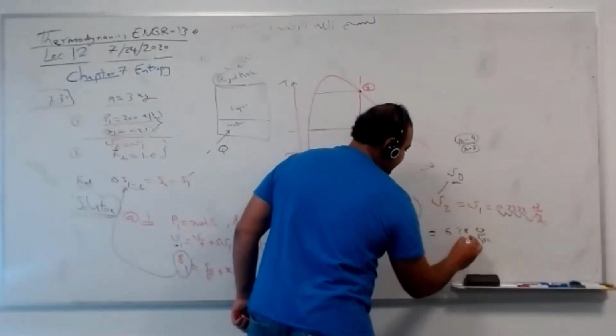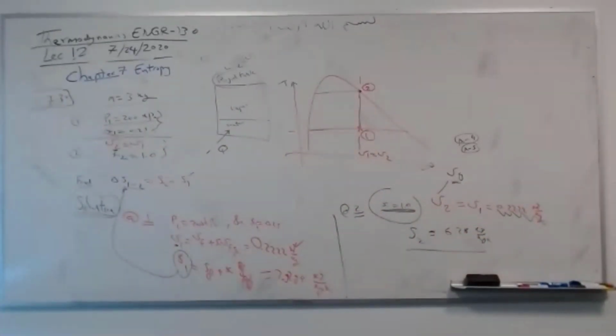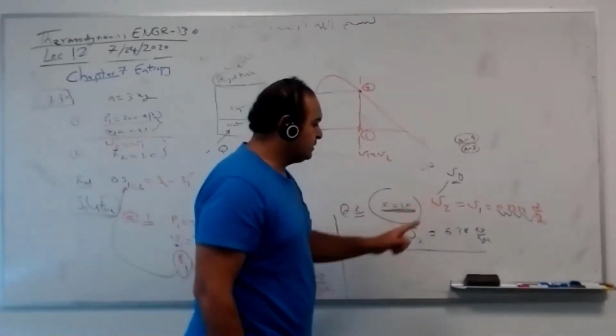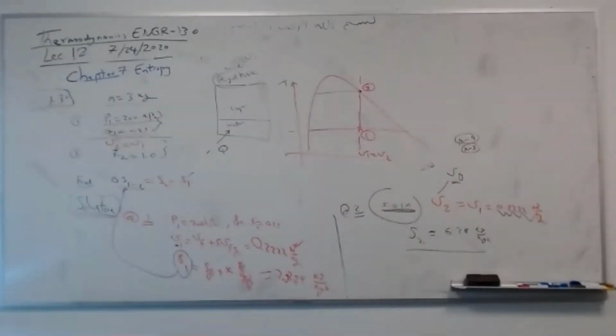Anyway, when you get S2, that's it, S2 minus S1. Some problems you will have S as an input. Like here you have V as an input. Sometimes you have S as an input. I will show you right now. Go to the next problem.